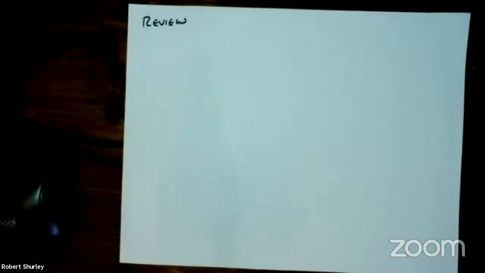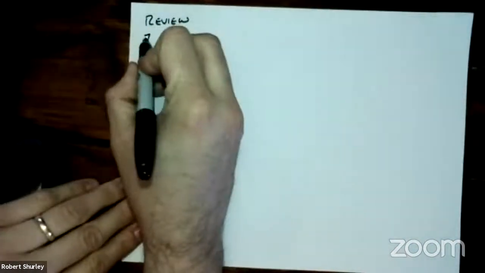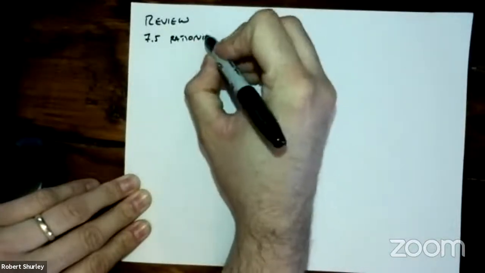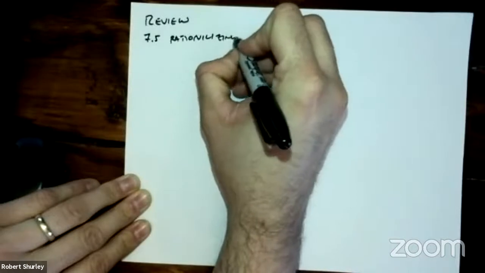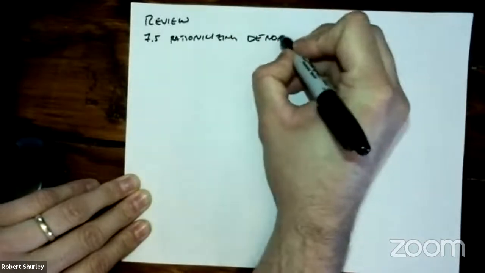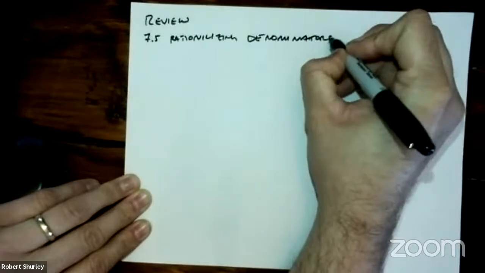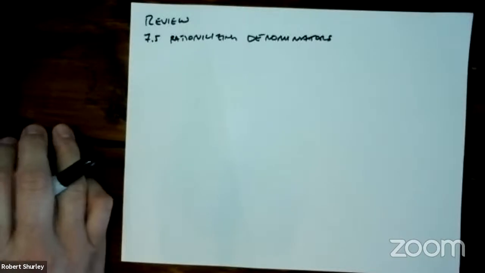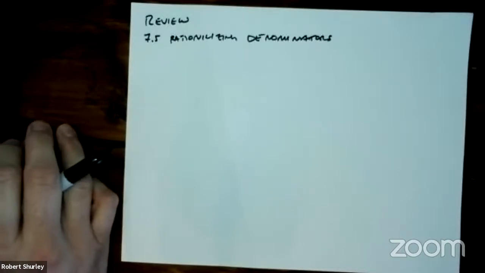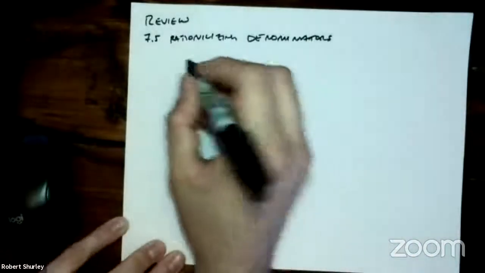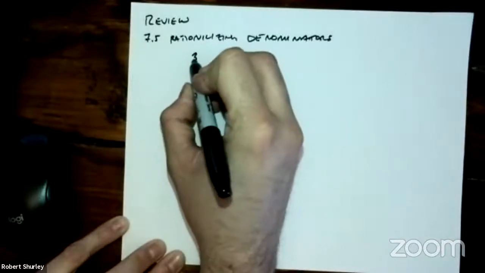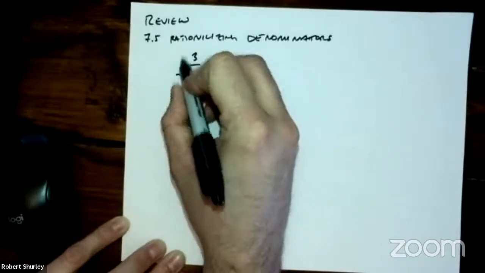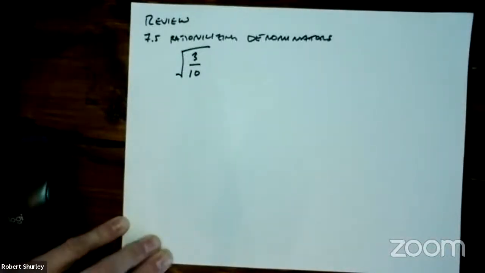So 7.5 was rationalizing the denominator, right? You're going to have a single denominator, and then you're also going to have a denominator with 2 terms. So a single denominator question might look like this. Let's say the square root of 3 over 10.